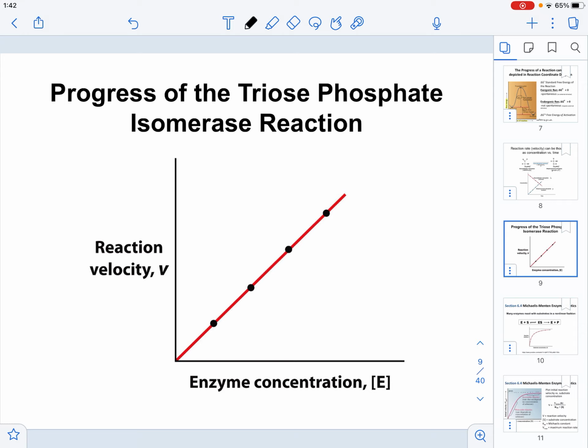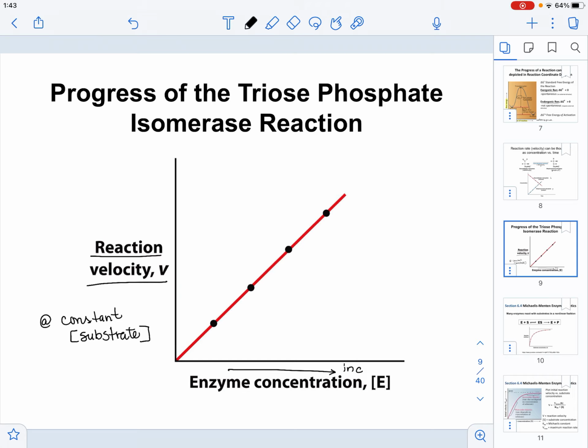Now, if we take the same reaction of triose phosphate isomerase and plot the reaction rate or reaction velocity at constant substrate concentration, with an increasing amount of enzyme added to the reaction, we see that the rate of the reaction is going to increase linearly, because the more enzyme we have, the faster the rate is going to be.